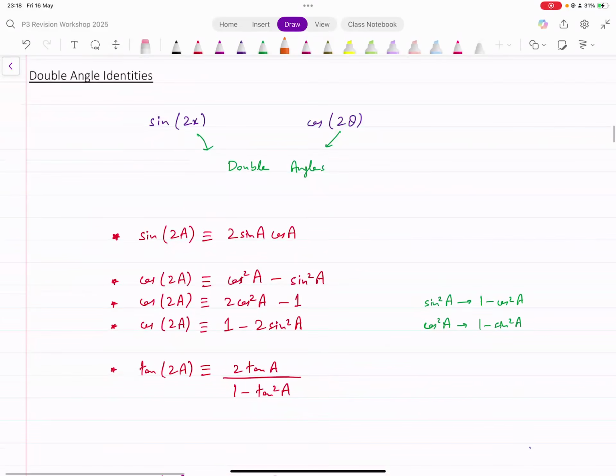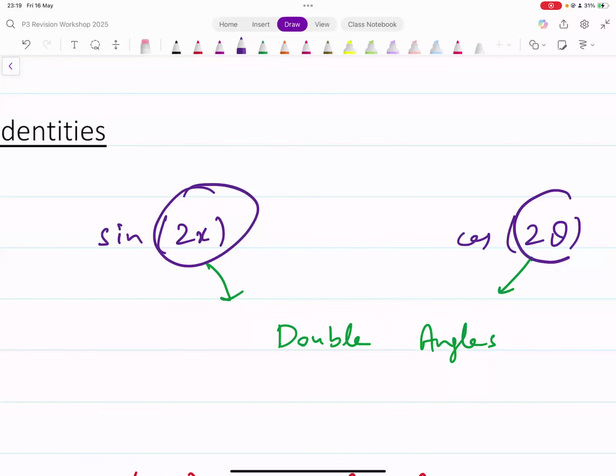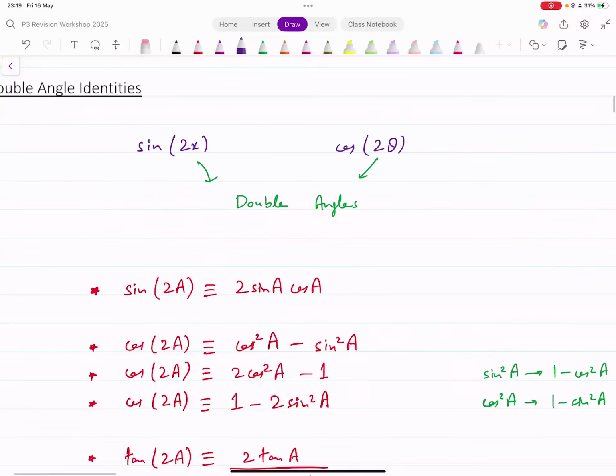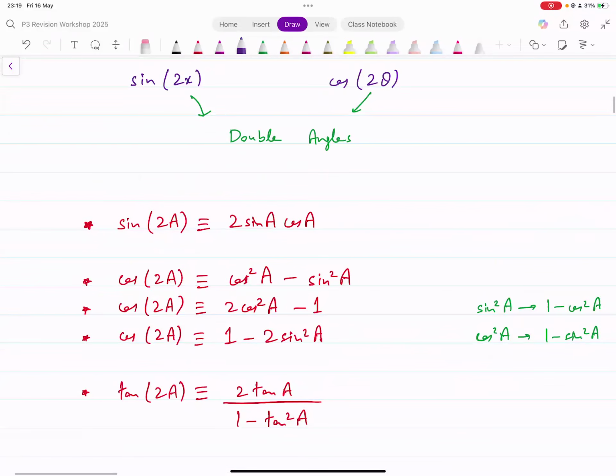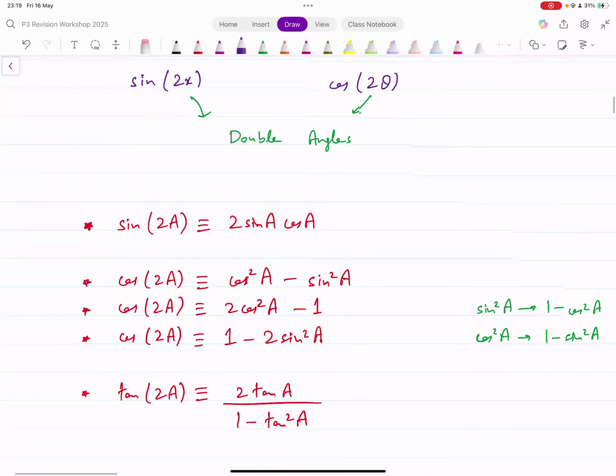Then you have some double angle identities. What are double angles? When you have 2 times something, it could be 2x, it could be 2 theta. These are called double angles, okay? For expanding double angles as well, we've got some identities. They're given in the formula sheet as well. So this topic is more about application, as in these identities are all given in the formula sheet. We need to be able to use them. That's why we'll have a look at a number of examples.